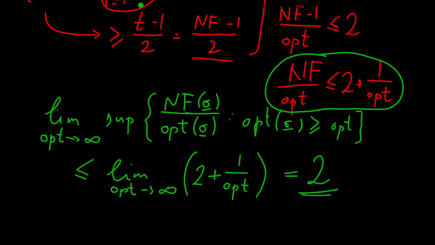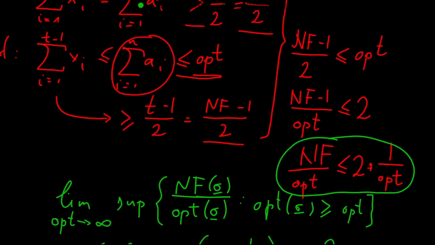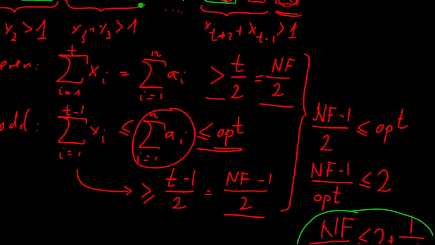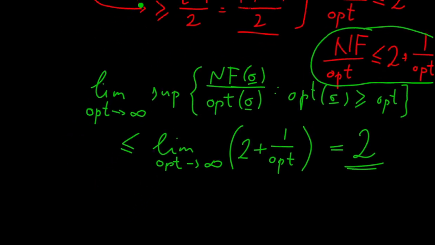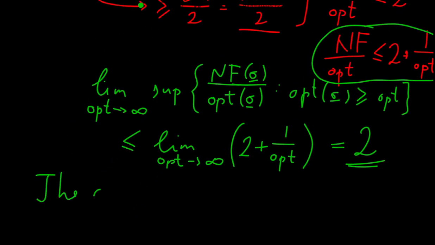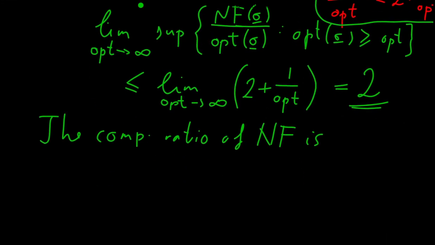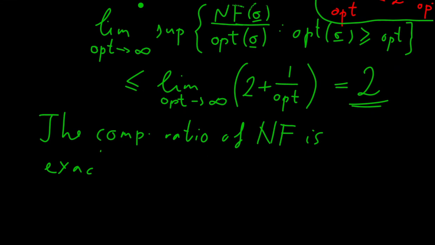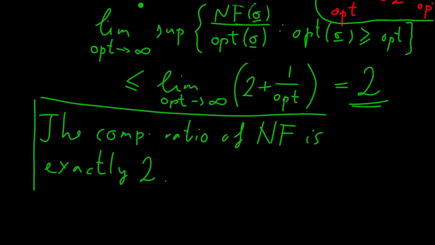So we had a lower bound of 2 for the next fit by a bad input family, and we also have an upper bound for this value, which works for any possible input. So this means that the asymptotic competitive ratio of next fit is exactly 2. And that's the result about the next fit.